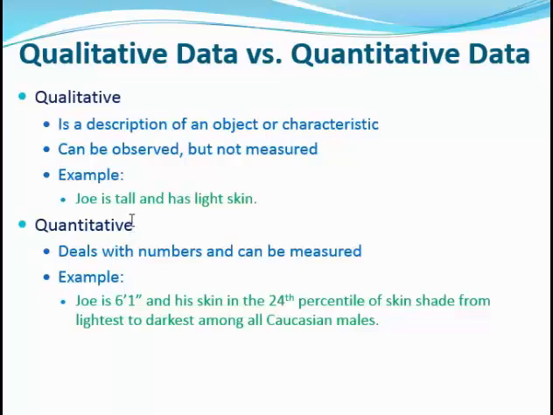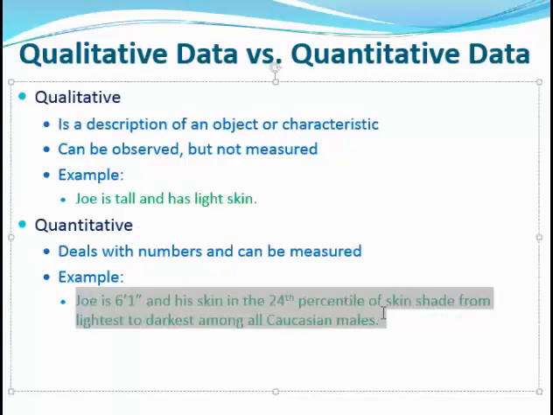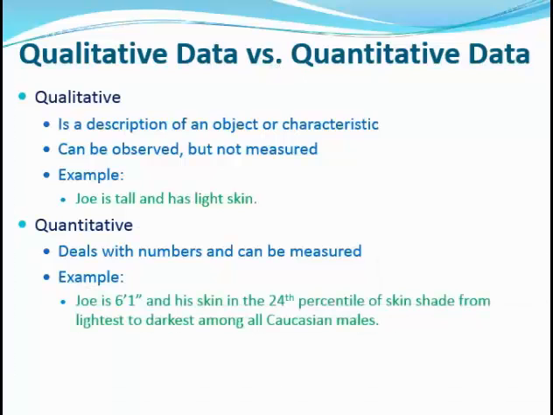Instead of saying Joe is tall and has light skin, you can say Joe is 6'1" and his skin is in the 24th percentile of skin shade from lightest to darkest among Caucasian males. Sounds like a little bit of a silly statistic, but it is a quantitative statistic. And we are going to be dealing in this course exclusively with quantitative statistics.